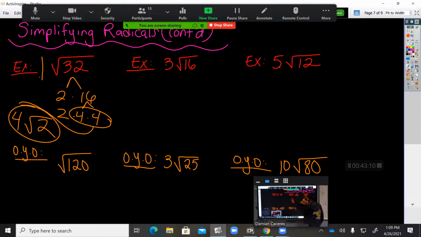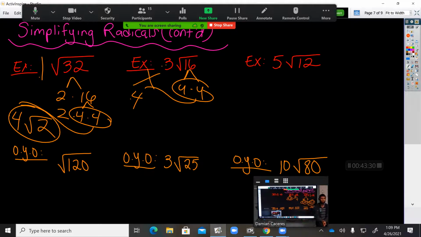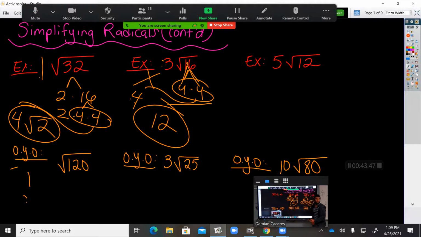Let's try the next one. 16 is what times what? I could put 8 times 2, but why don't I put 4 times 4 since it repeats? 4 times 4, because it repeats twice, it comes out once. But wait, there's already a 3 out here. What happens when there's 2 numbers out here? You multiply them. So 3 times 4 is 12. Is there anything else left here? No. So your answer is just 12. Question? 16 became 4 times 4. And because it repeats twice, it comes out once. And that's it.